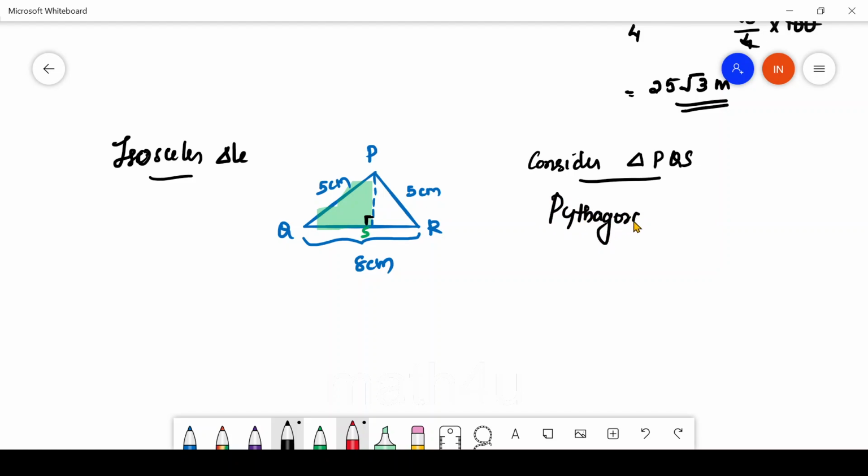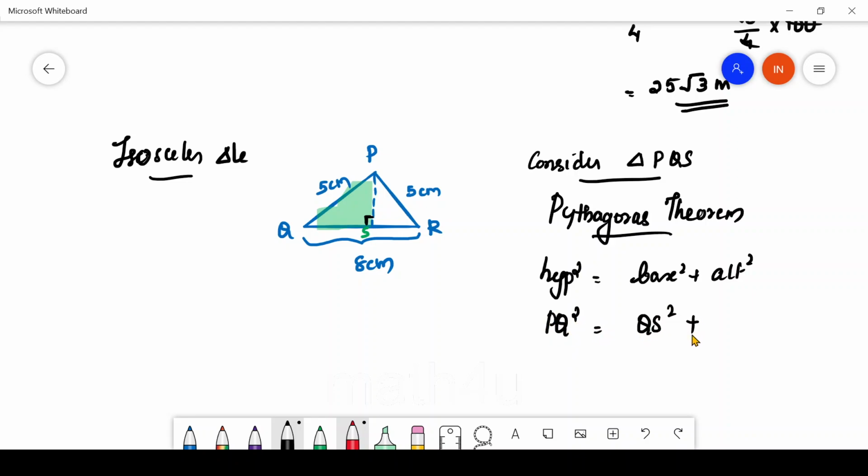You have learned about Pythagoras theorem, right? So Pythagoras theorem states that hypotenuse square is equal to base square plus altitude square, right? So here the hypotenuse is PQ, so PQ square is equal to QS square plus PS square, and we need the measurement of PS, right? So PS square is equal to PQ square minus QS square.